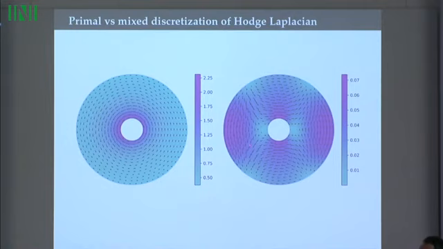They're both about the same. You couldn't see the difference. The mixed method gives you the solution, which is nothing like this, not even in magnitude. This has a magnitude of 2 1/4. This is 0.07. This misses it completely.